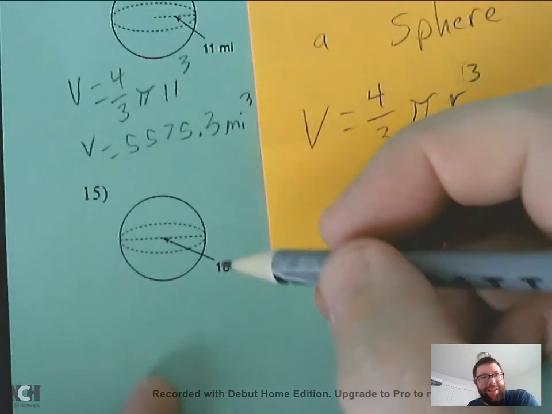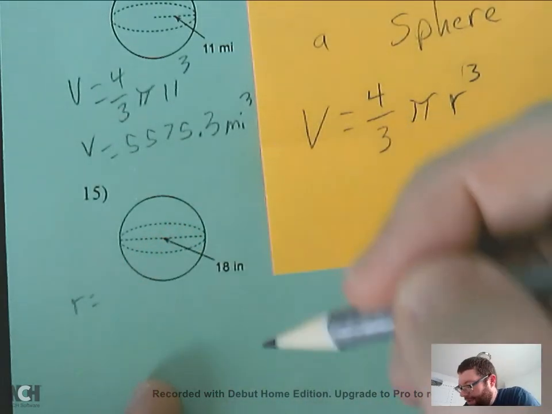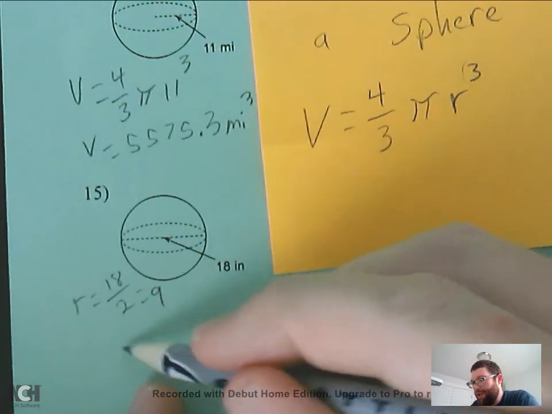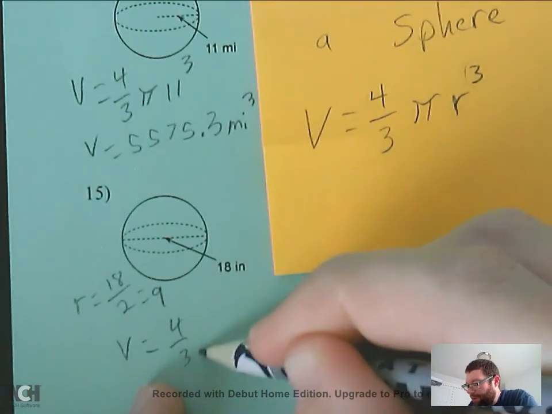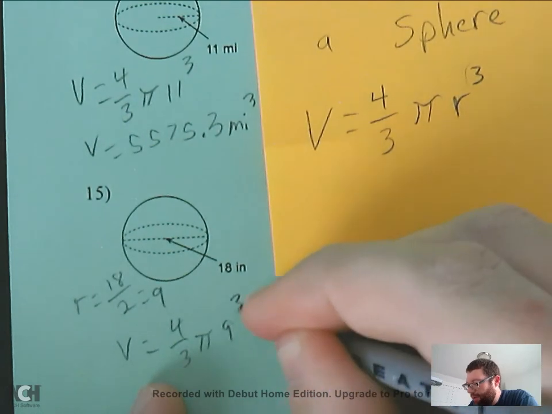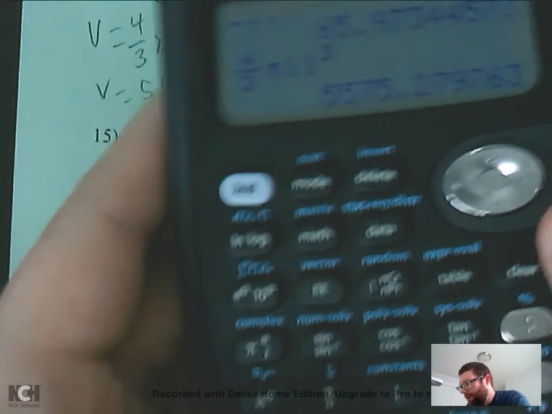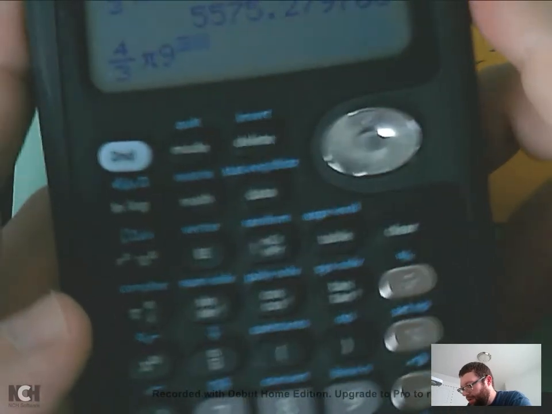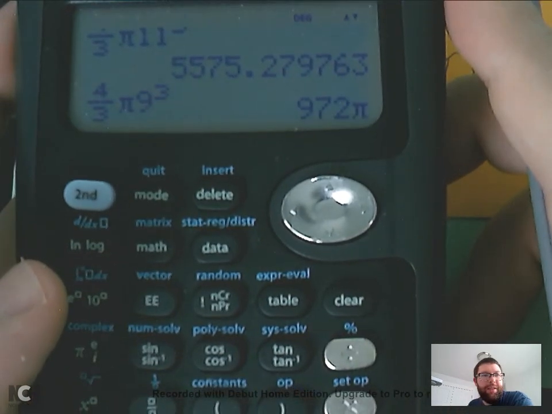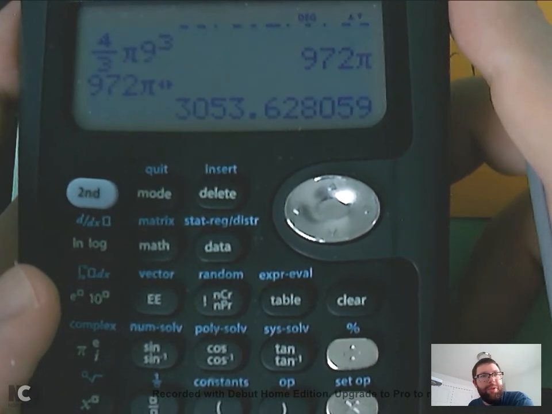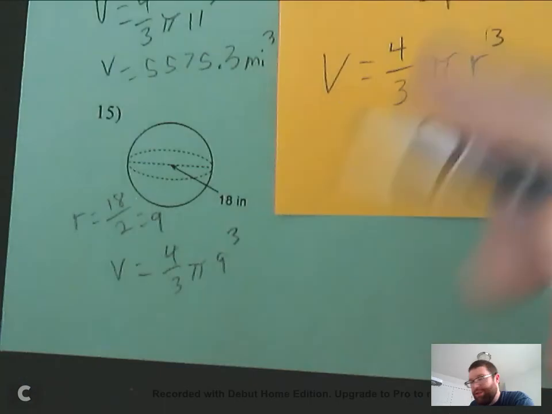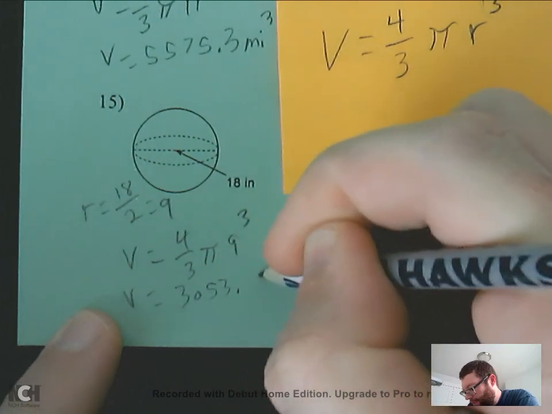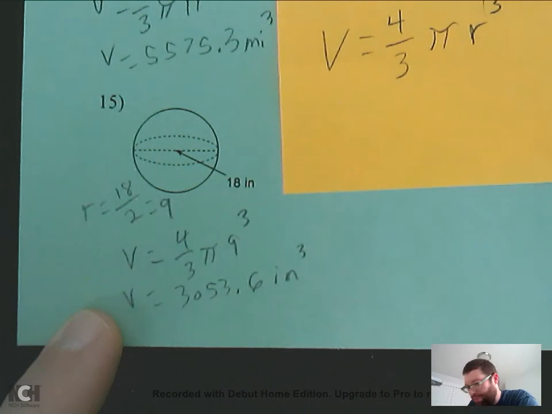Okay, this one is in a diameter, so again, I have to convert that to radius. So radius is half the diameter, so 18 divided by 2 is 9 inches. So volume is equal to 4/3 times pi times 9 to the third power. Okay, so in my calculator, 4/3 pi, and then it was 9 to the third power. Okay, and I get 972 pi. I want that as a decimal. So 3,053.62, so it'll stay a 6. So volume is equal to 3,053.6, and that is inches cubed.